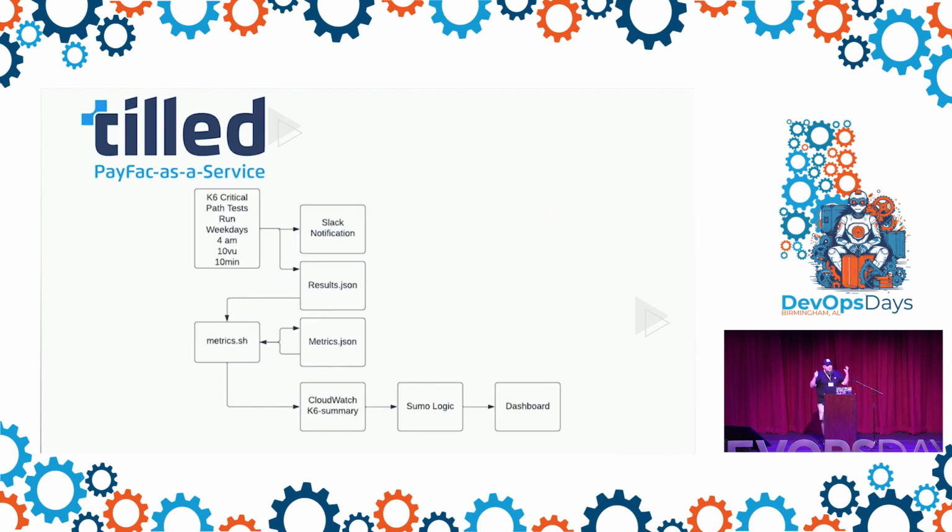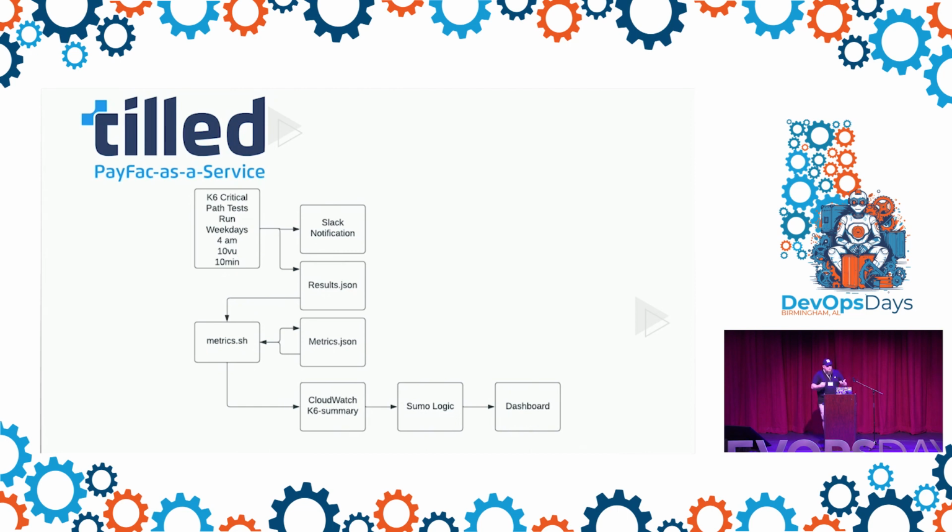So just a quick diagram of what our tests look like. We've got a suite of basically critical path tests. These are critical endpoints that we care about. We've written tests around them, and we run these tests at 4 a.m. on weekdays.